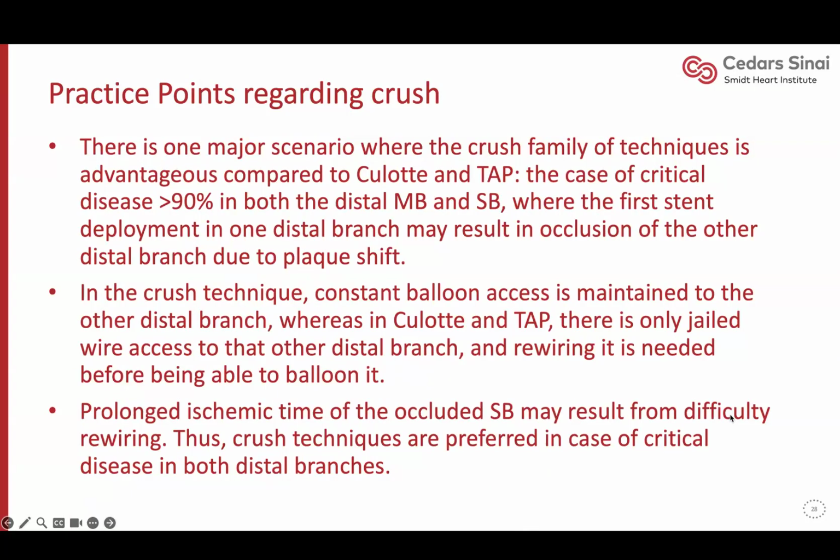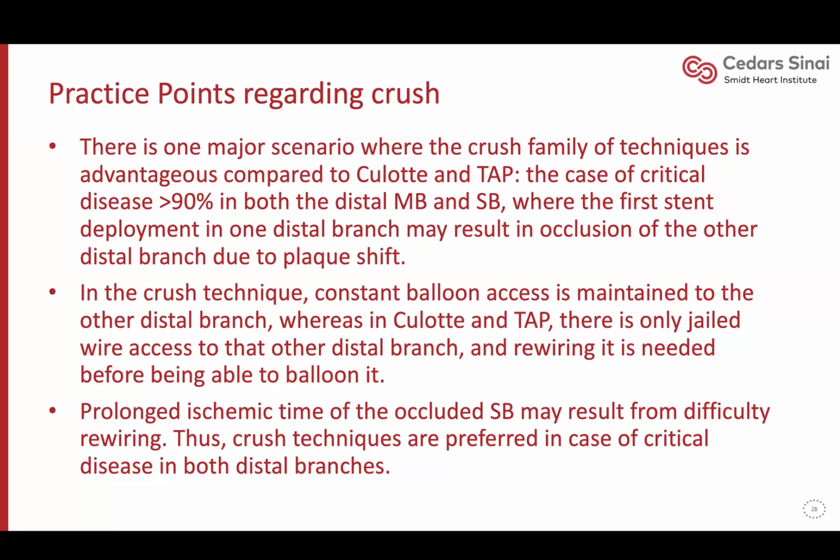There's one major scenario where the crush family of techniques is advantageous compared to culotte and tap. The case of critical disease, more than 90% in both the distal main vessel and the side branch, where the first stent deployment in one distal branch may result in occlusion of the other distal branch due to plaque shift. In the crush technique, constant balloon access is maintained to the other distal branch, whereas in culotte and tap, there's only jailed wire access to that other distal branch, and rewiring it is needed before being able to balloon it.